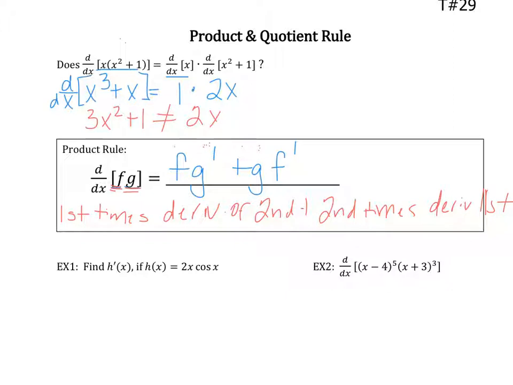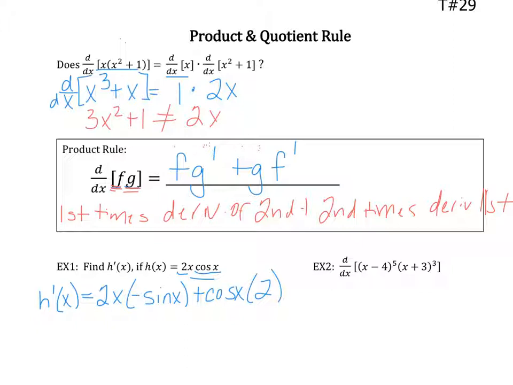So let's try one, and you can see how that formula is used. So if I want h prime of x, now notice that I see two variables of x. That's how I know I have to do the product rule. So I'm going to call my first 2x and my second cosine. So the derivative would be the first times the derivative of the second. What is the derivative of cosine? Negative sine. Plus the second times the derivative of the first. So the derivative of 2x is 2.